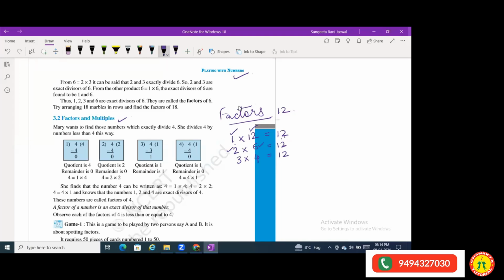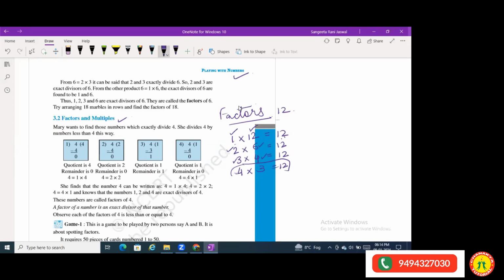So that means 3 is a factor, and 4 is also a factor of 12, right? If I do it with 4, I multiply it with 3 so that I get 12. So now this part is repeating, 3 into 4 and 4 into 3. This part is repeating, so I will not take it, because why do I take the repetition?